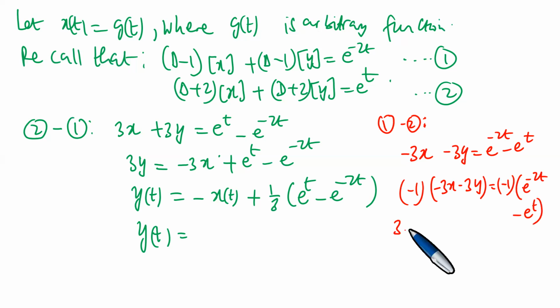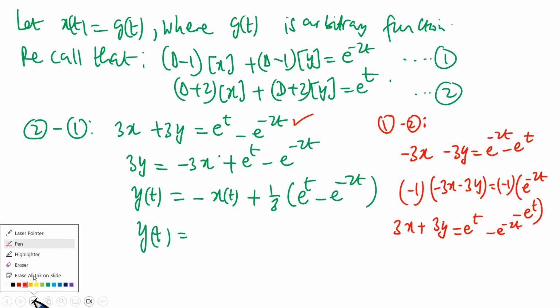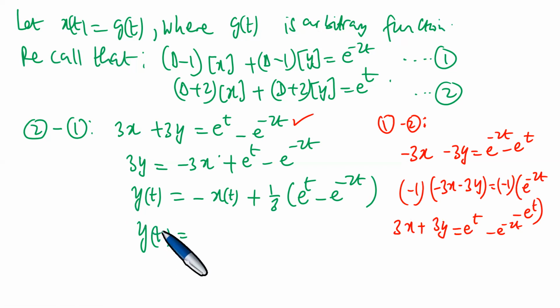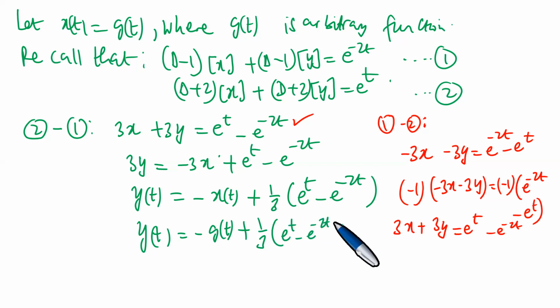What will this one be? That's going to be 3x together with 3y, which is the same. Multiplying out, the negative times the negative becomes a plus. So at this point we can see that this equation is exactly equivalent to that one. So it doesn't matter which one you subtract from. Now with that said, we remember that x of t is g of t, so y becomes minus g of t plus 1/3 of e to the t minus e to the minus 2t, like this. And therefore this becomes the solution to the problem.